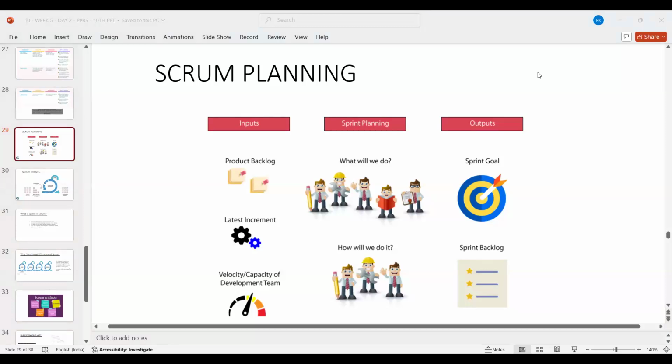Today, we will learn further in detail about how the Scrum planning happens and what are the roles and responsibilities of each individual from the Scrum team.